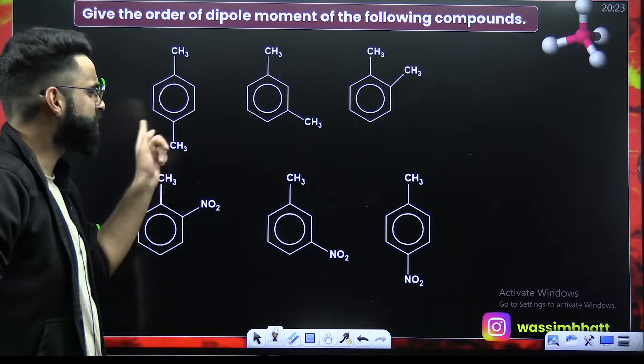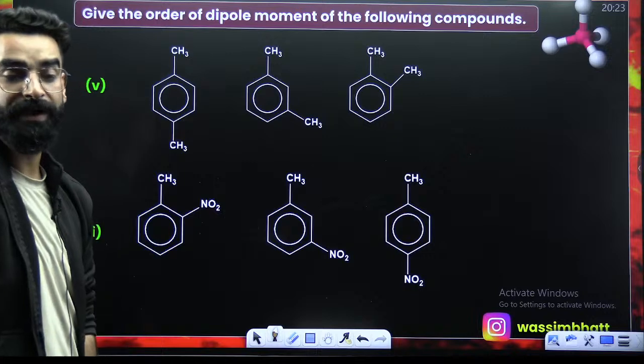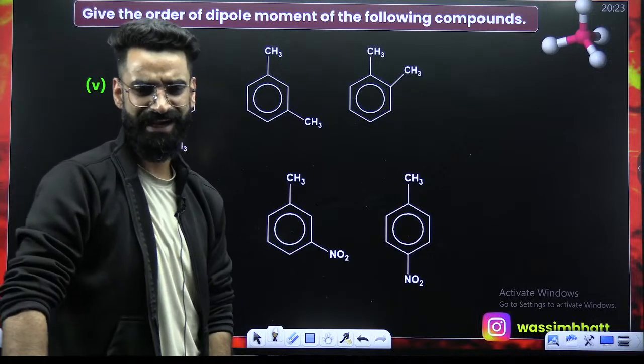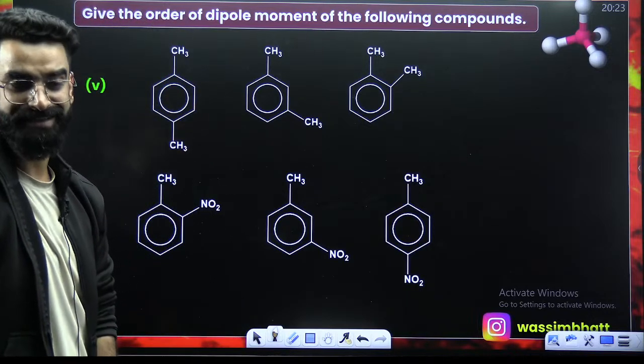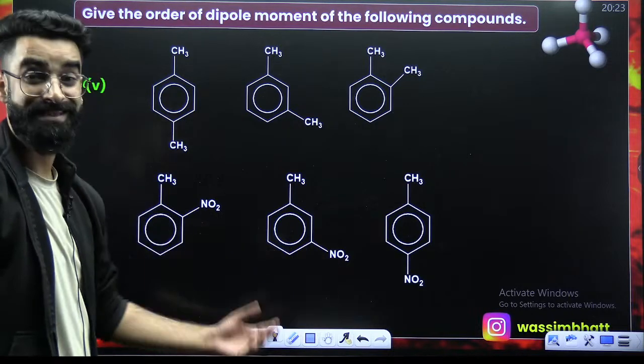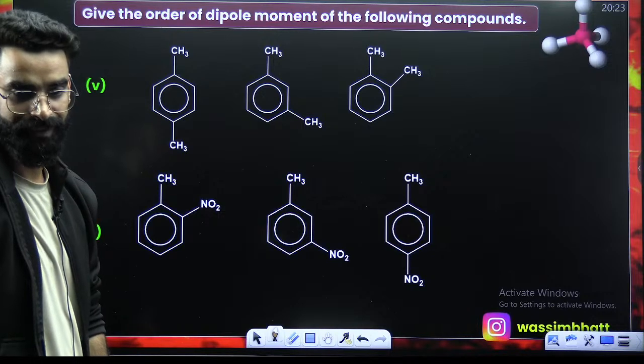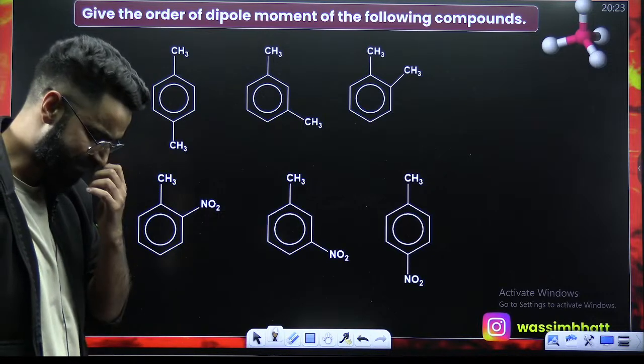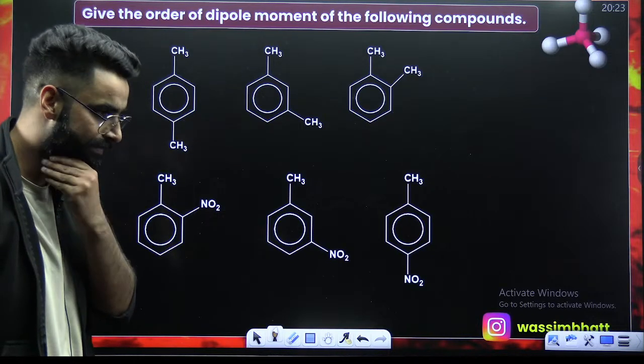See guys, is CH3 electron donating or withdrawing? This is something I believe you know. CH3 is electron donating. NO2 is electron withdrawing. NO2 is withdrawing, CH3 is donating. Okay.